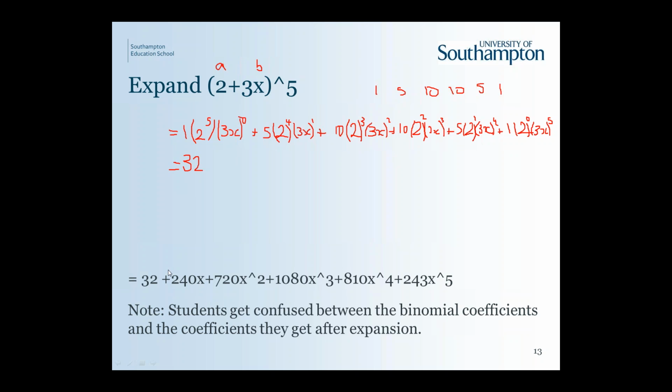When they are asked in the exam to, for example, give the coefficient of the x to the 4 term, they're looking for the answer 810. A lot of the students will give the answer 5, or some combination in between. So just to be aware that unfortunately the word coefficients is used to represent the binomial coefficients and the final one.